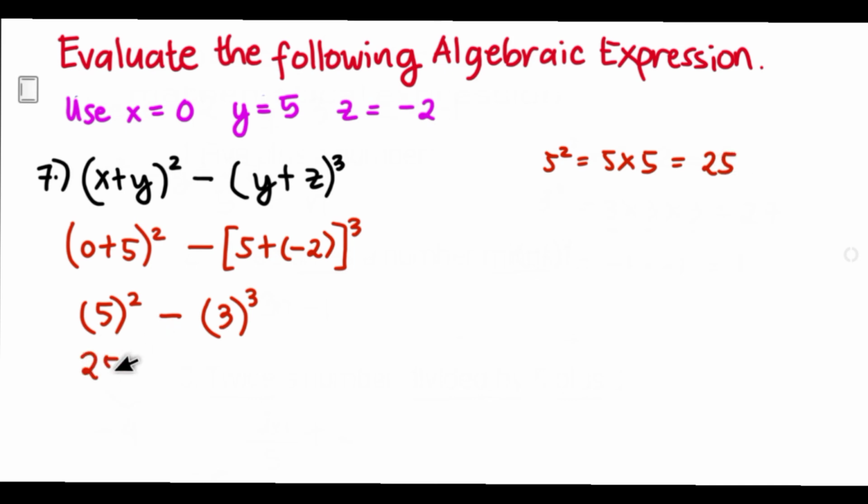So, the answer is 25 minus 3 cube. Kanina sinolve na natin yan, pero pakita ko ulit. So, 3 cube means tatlong 3 na minultiply. So, 3 times 3 is 9 times 3. 9 times 3 is 27. Okay. So, 25 minus 27, the answer is negative 2. Okay. So, wag po matakot kung medyo inisip nyo, ang hirap naman yan, ma'am. Dahan-dahan lang. I-substitute lang, and then, you'll get there then sa answer. So, the correct answer here, or the final answer is negative 2.